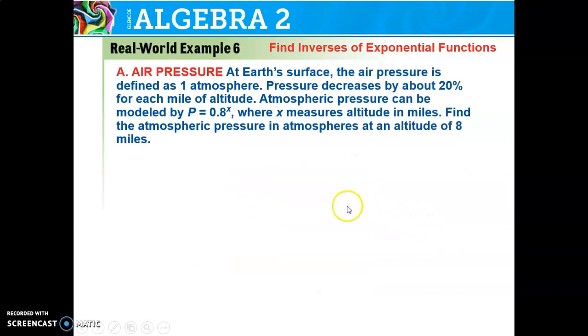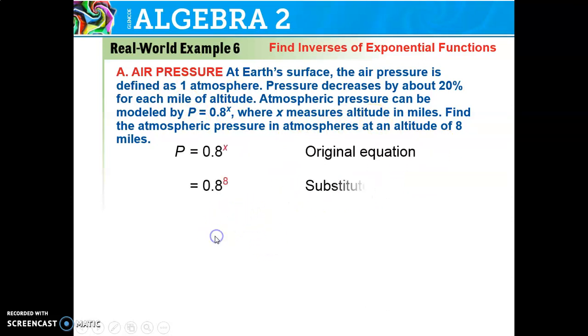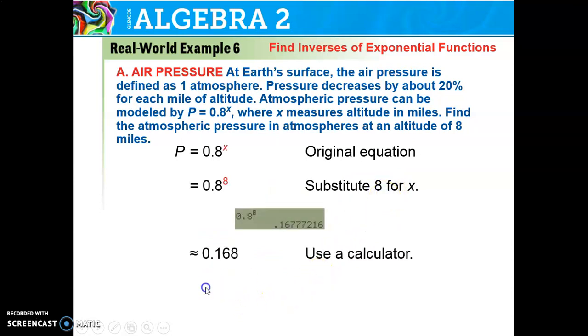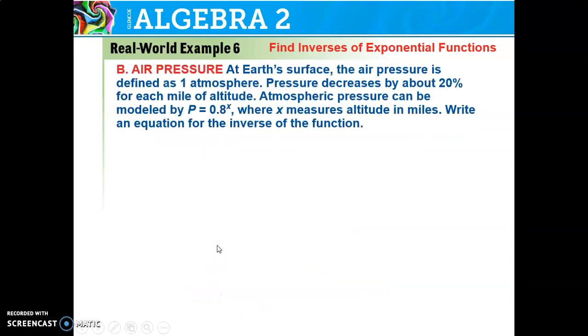Okay, real-world example. Go ahead and pause this and read it if you want to, but they give you an equation. We have a pressure of about 20%. So here's the original equation. We're going to substitute 8 for x, and we get 0.168 atmospheres. Not too difficult when they give us the equation, but let's see what part B is.